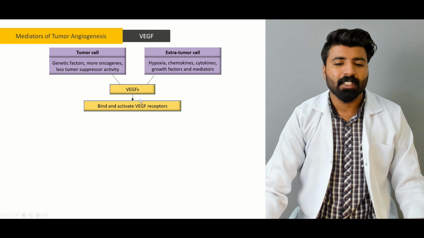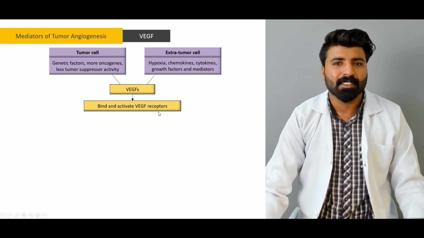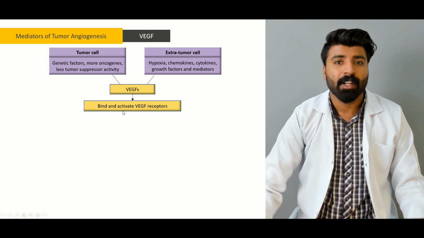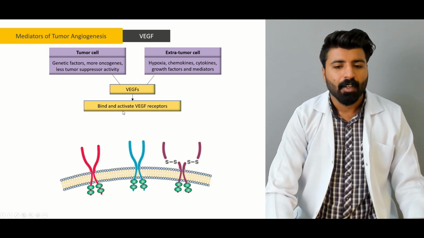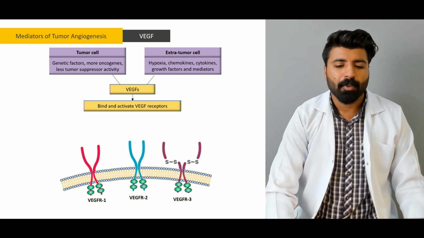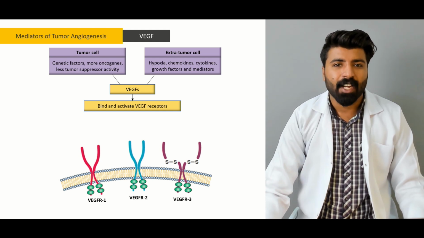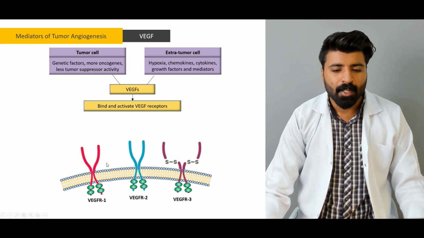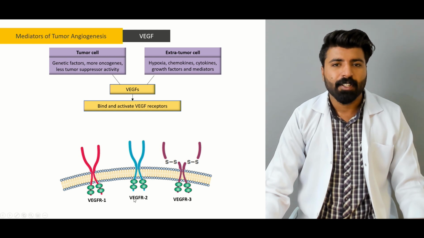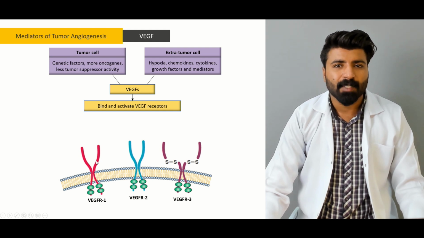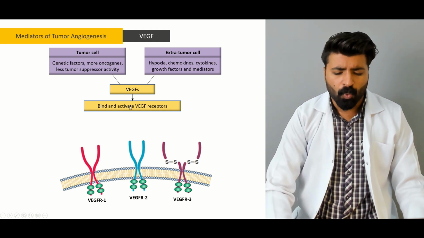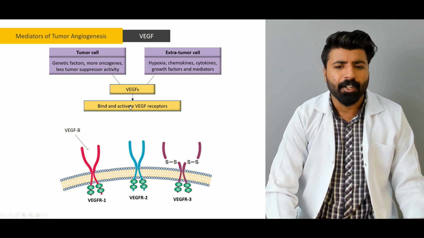What happens afterwards is that they bind and activate these receptors. Now this goes on, VEGFs go on and activate their receptor. Once the receptors are activated, what does happen? Now, before we go on to it, there are three kinds of receptors, right? VEGFR1, VEGFR2, and VEGFR3. So there are three kinds of receptor present. So who decides what to bind and where to bind?